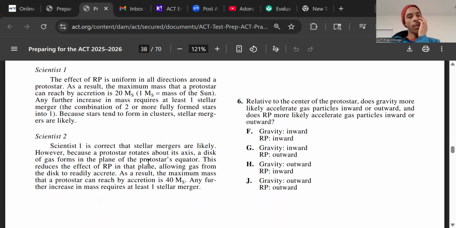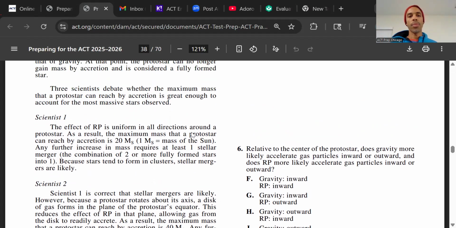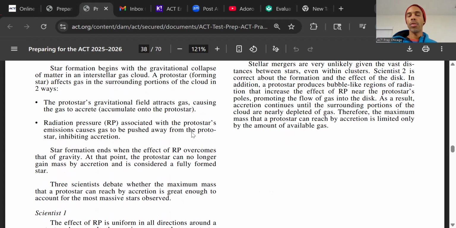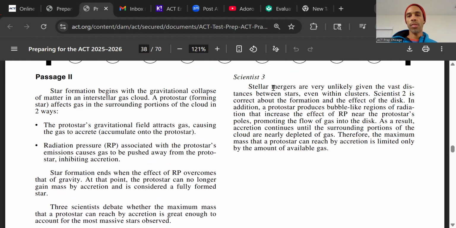So it's saying the same thing, except scientist two says the protostar can reach a larger mass, 40 as opposed to 20, double the mass, by accretion. But after 40, you need a stellar merger. So scientist two basically says accretion allows for a larger star to form. And then scientist three says stellar mergers are very unlikely, given the vast distances between stars, even within clusters.